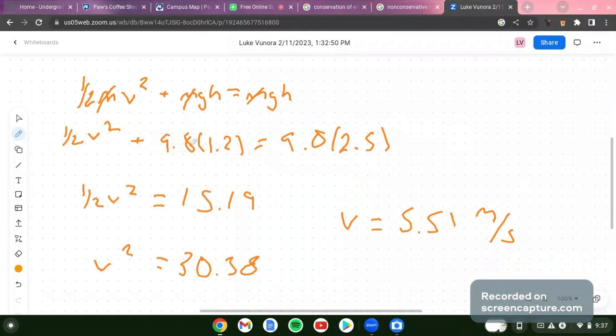Then you just work through the problem. You have your gravities and your heights. I subtracted these to get 15.9. Then I divided by the half, and then I square rooted it. So that's the final answer.